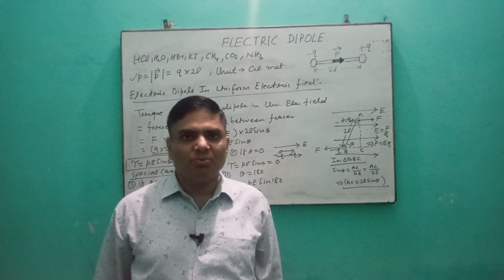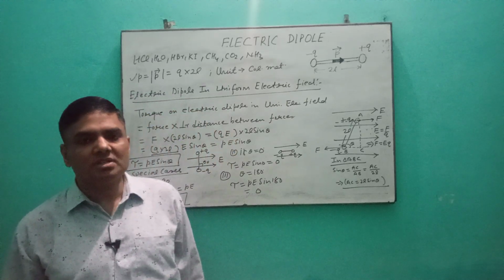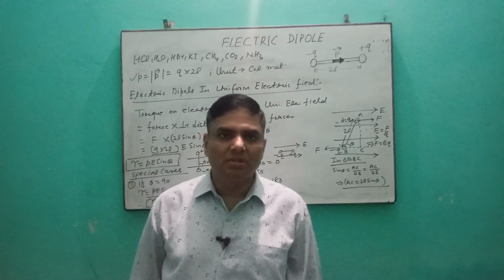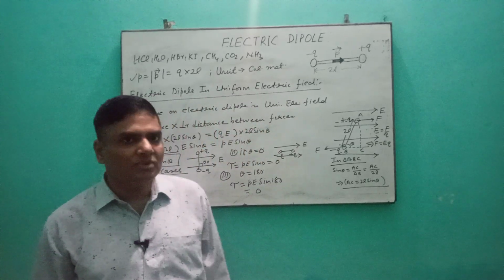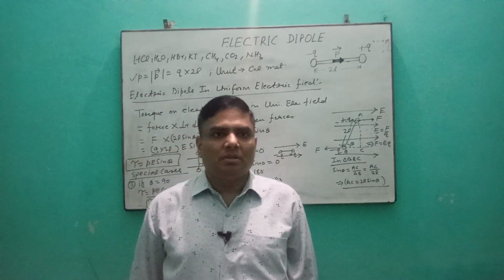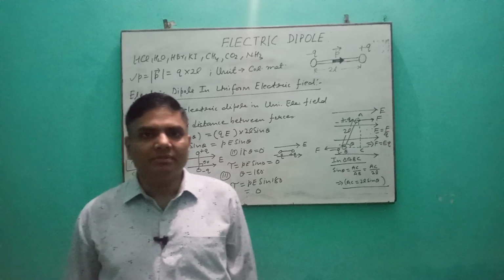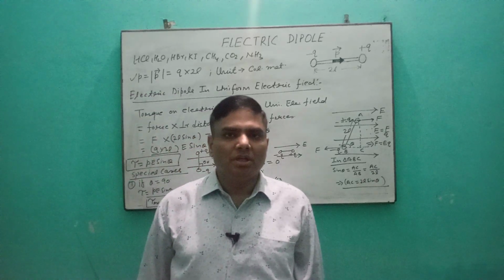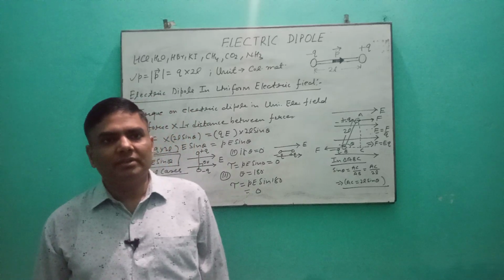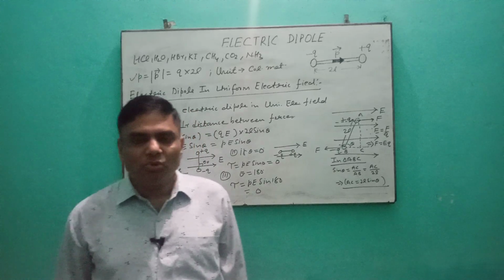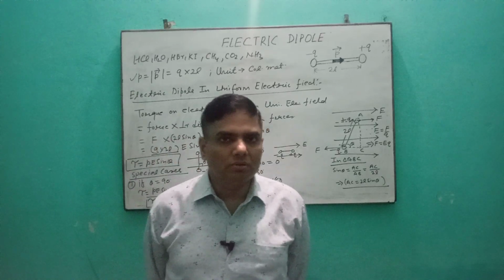In this lecture we have seen the electric dipole moment, its example, its definition, and what will happen if we place our electric dipole in a uniform electric field. In our upcoming lectures we will see what will happen if we rotate our electric dipole in an electric field, and the electric potential energy of an electric dipole, the electric field produced by an electric dipole, and the electric potential produced by an electric dipole.